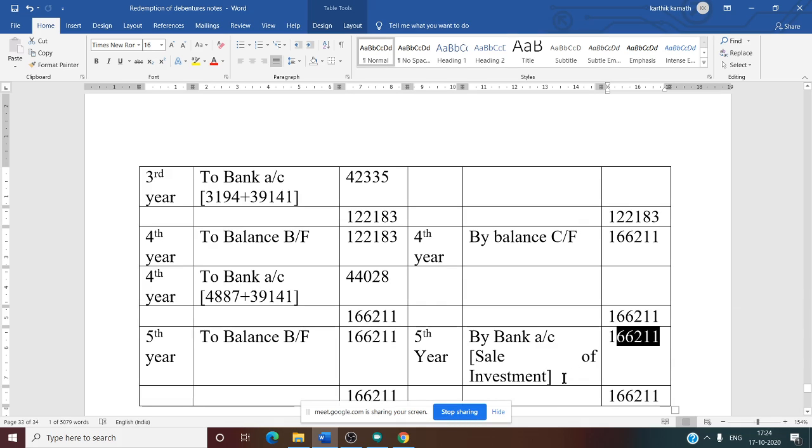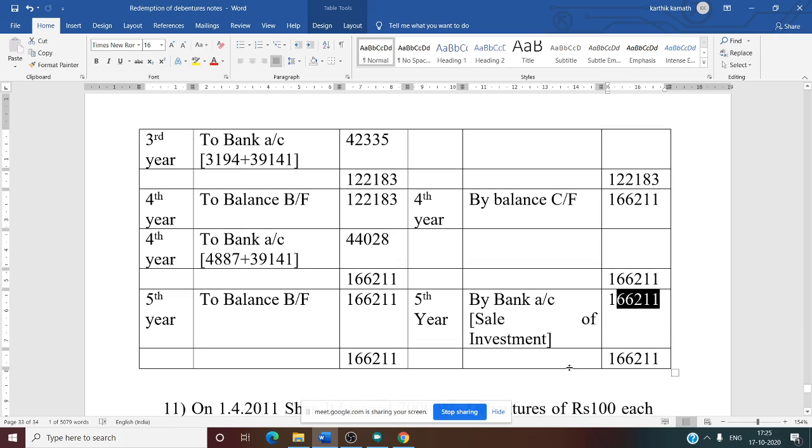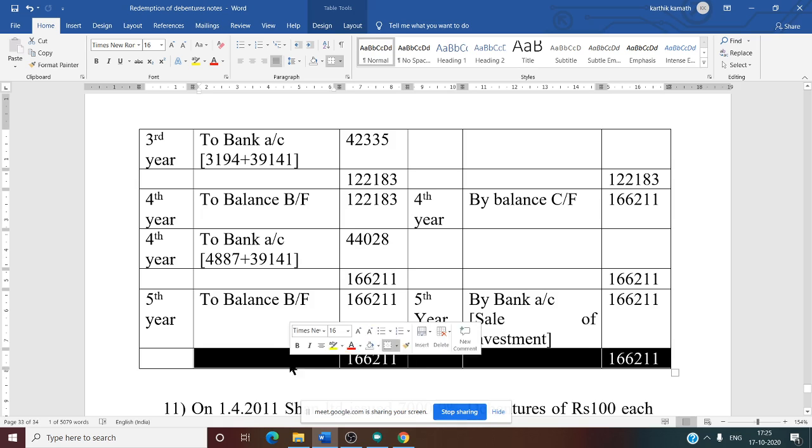So, sale of investment. Here there is a break even point. What is the break even point? Break even point means there is no profit and no loss. Since there is no profit and no loss, there is no transfer entry in the debenture redemption fund account. So we close the debenture redemption fund investment account, that is 1,66,211.